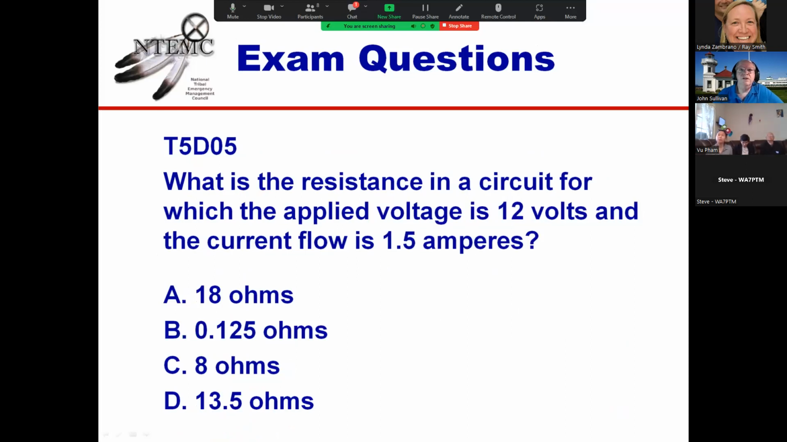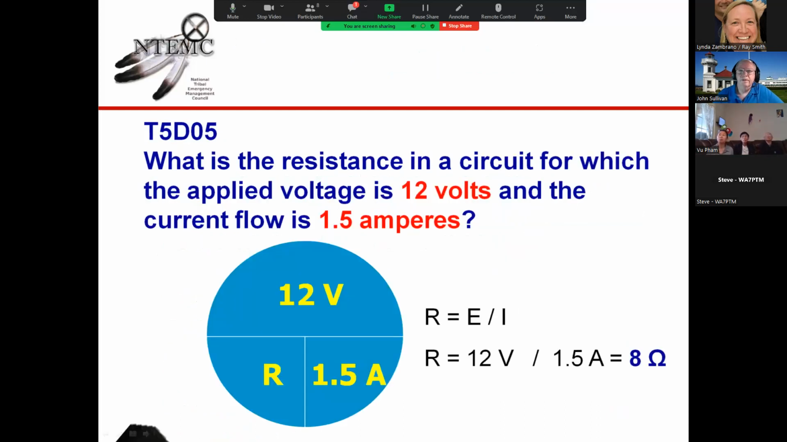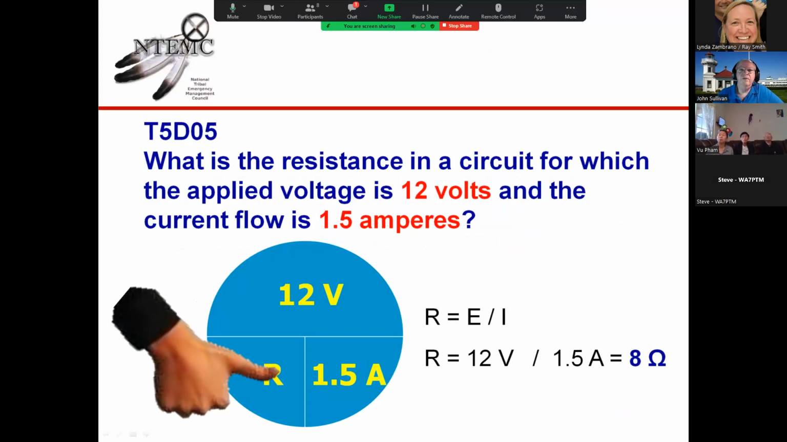What is the resistance in a circuit for which the applied voltage is 12 volts and the current flow is 1.5 amps? Going to do the same thing. We put our thumb over the R. We see we have 12 volts over 1.5, or 8 ohms.